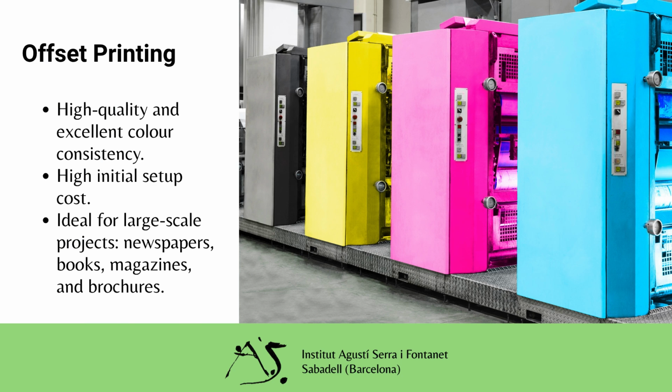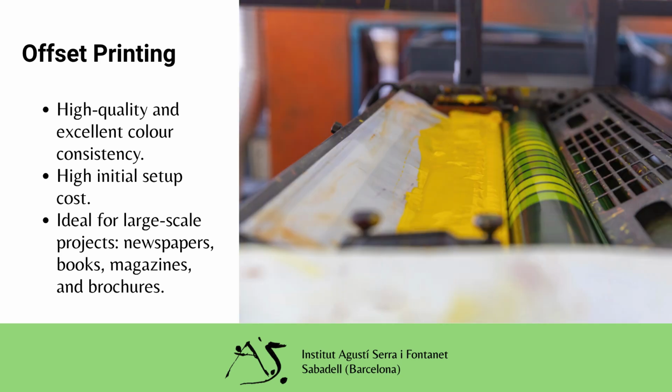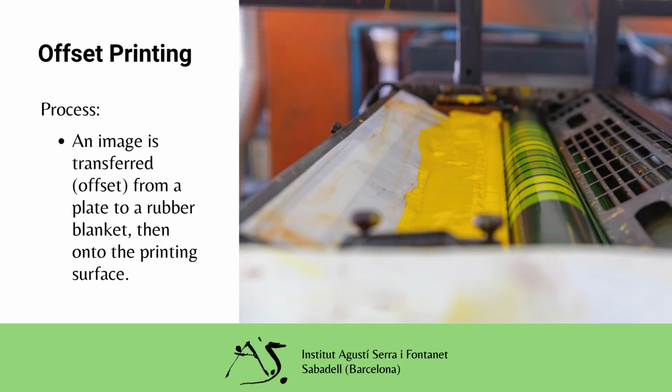Offset printing. It prints high-quality images with excellent color consistency. The initial setup cost is high, but it's incredibly efficient once it's set up. The cost per print drops dramatically the more you produce. This makes it an ideal choice for large-scale projects like books, magazines, and brochures. In this printing technique, an image is transferred from a metal plate to a rubber blanket and then offset onto the printing surface.